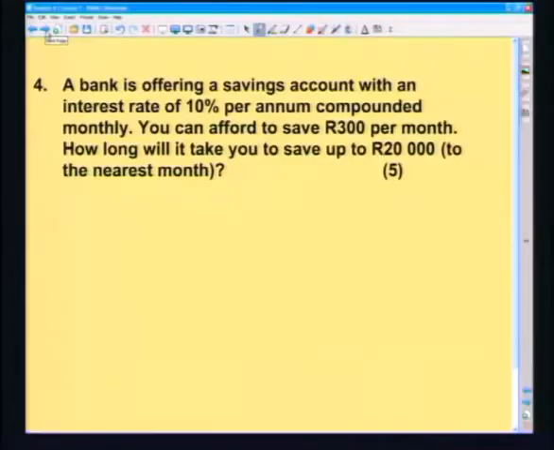Right, now it says, a bank is offering a savings account with an interest rate of 10% per annum, compounded monthly. You can afford to save 300 Rand per month. How long will it take you to save up to 20,000 to the nearest month?